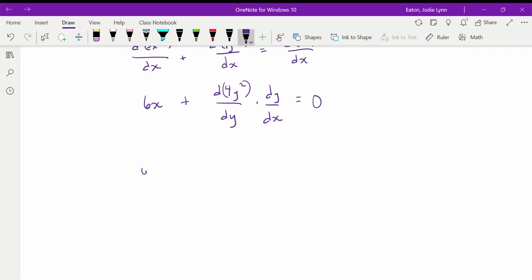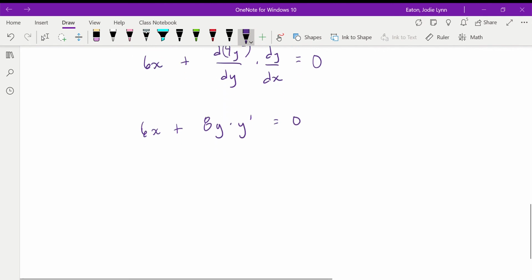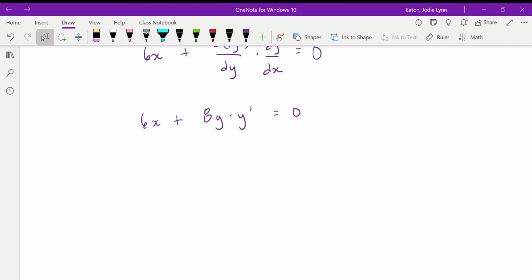So this is equal to 6x plus 8y times y prime, and that's equal to 0. In this case I actually want to find y prime, so I'm going to have to solve for y prime. I get 8y times y prime is equal to negative 6x, and y prime equals negative 6x over 8y. We can simplify this to negative 3x over 4y.